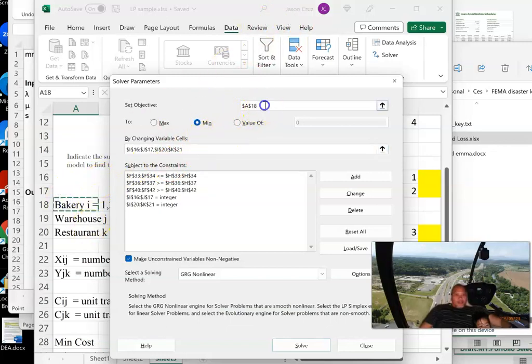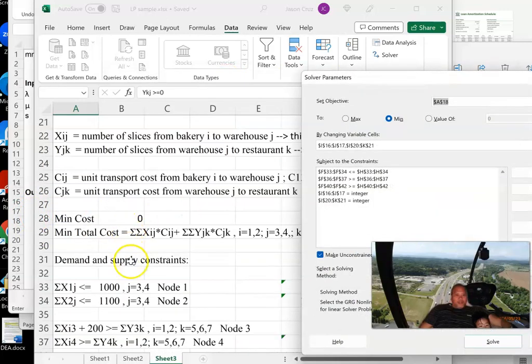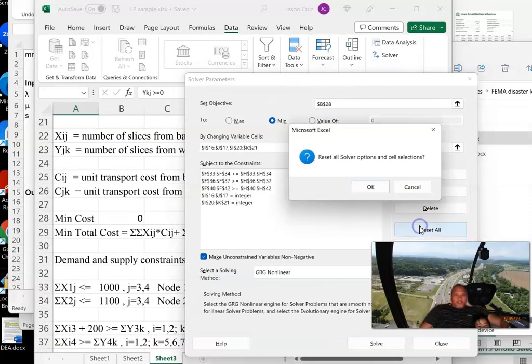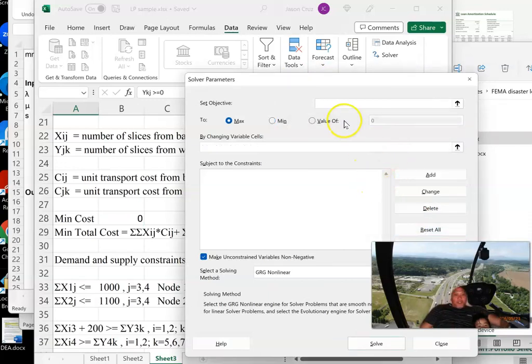So the cost here is B28. We've got to look at the cost, the one with the formula and sum product, and you have to minimize this. I'm going to reset this and put it again. So here we want to minimize the cost. This is the cost.